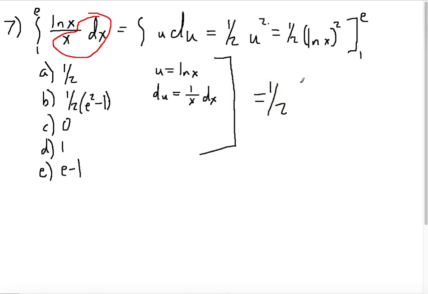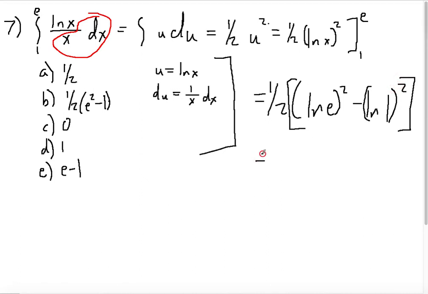But it really doesn't matter because taking the natural log of 1 and e are both pretty simple answers. The natural log of e is just going to be equal to 1. And the natural log of 1, or the logarithm of 1 for anything, is always going to be 0. So we have 1/2 times 1 squared, which is 1, minus 0 squared, which of course is just 0. And our answer here is going to be equal to 1/2.